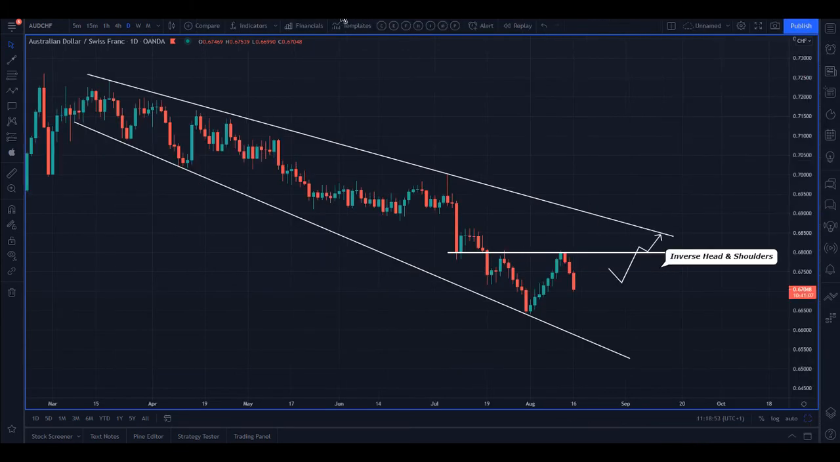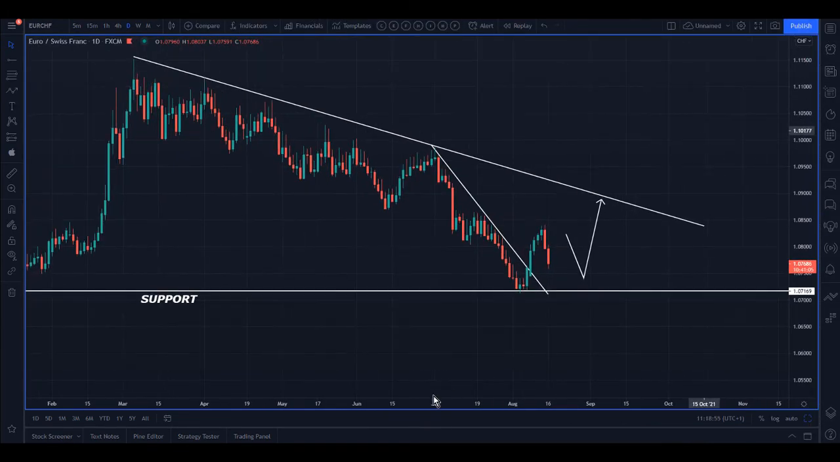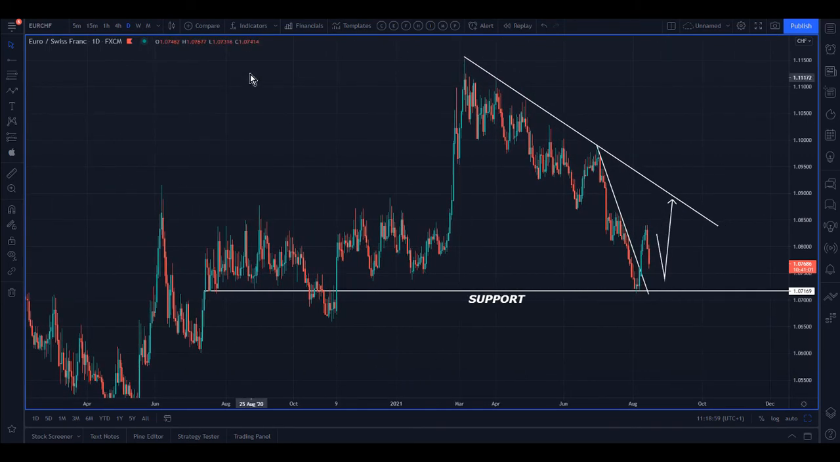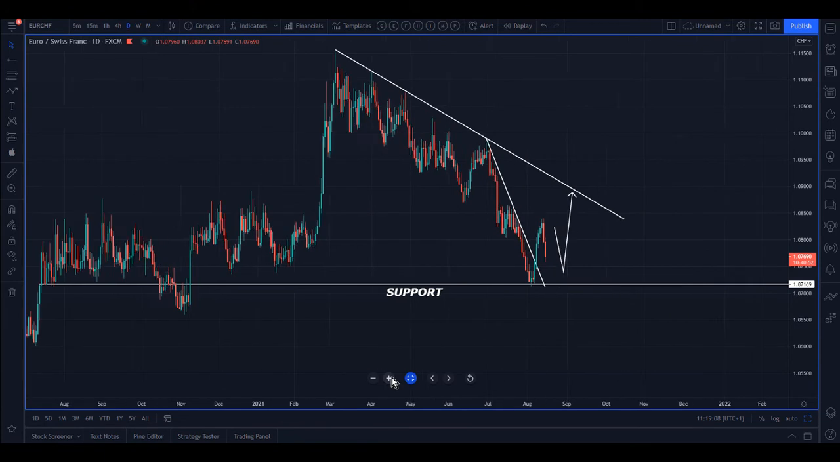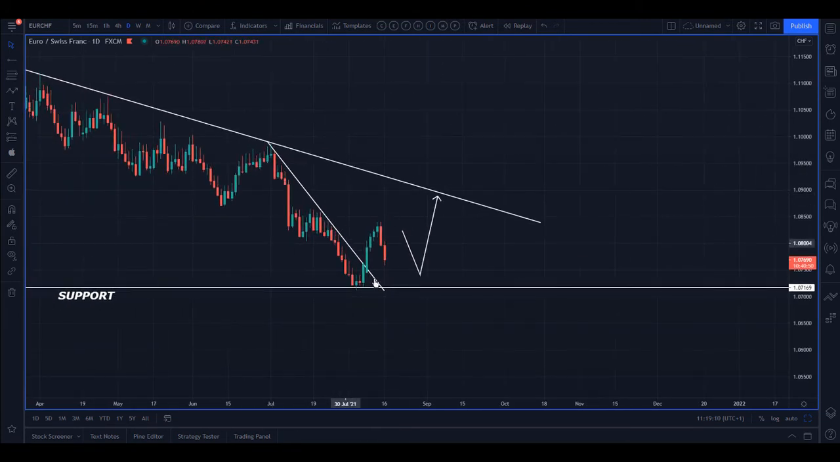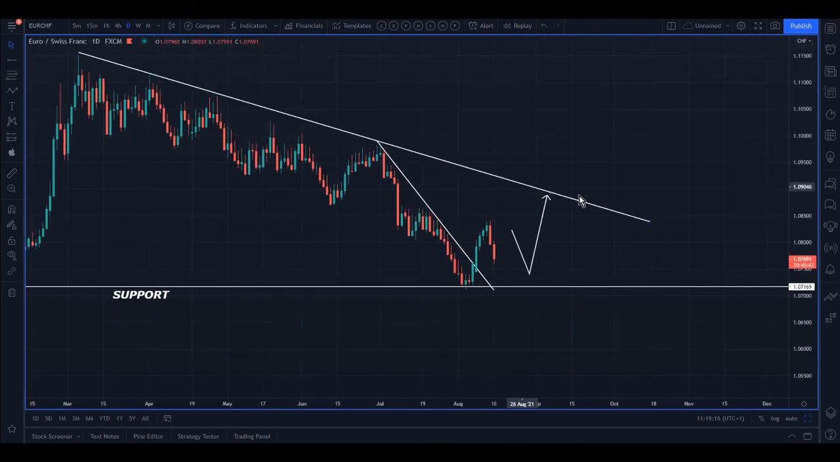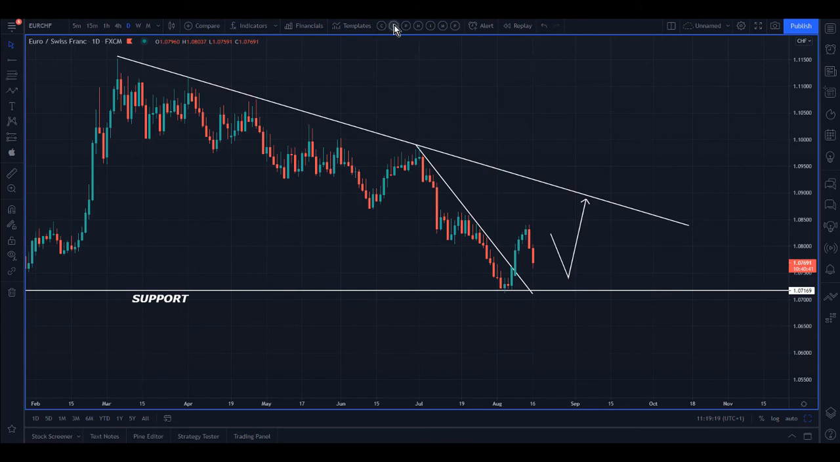Euro Swissy, similar picture really. Not my favorite Swiss pair out of, you know, like Aussie Swiss and Pound Swiss, but got this support here, as you can see. Now we could come and, exactly like the others, form a higher low. We've broken this trend line, impulse, form a higher low, and then look for a push up, maybe towards the top of this trend line here. Looked at Pound Aussie, looked at Pound Swiss, not too sure why I got it twice.